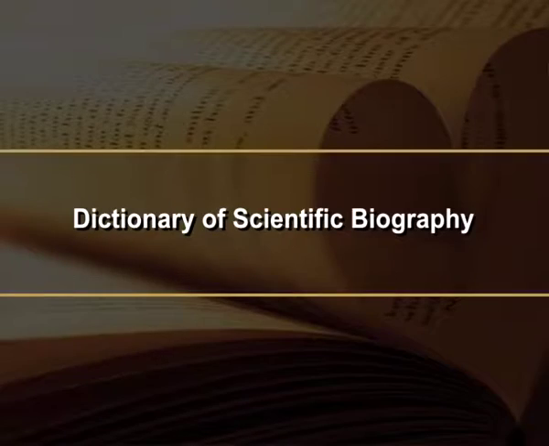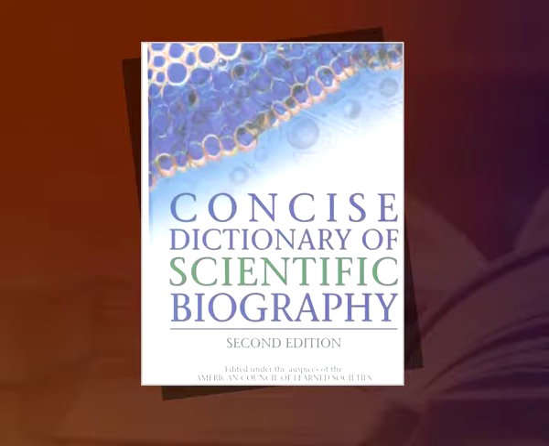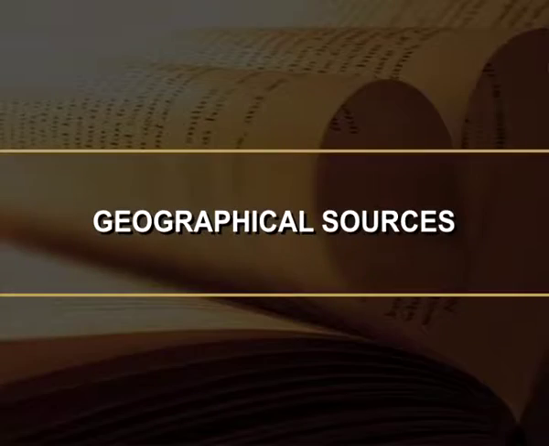Dictionary of Scientific Biography. It is edited by Charles Coulston Gillispie. It is a good source of life history of outstanding scientists no longer living in the areas of mathematics, astronomy, physics, chemistry, biology, and earth science. It is a good source for non-Western scientists from countries like Japan, India, China, who are not well represented in standard biographical sources. Next, geographical sources.